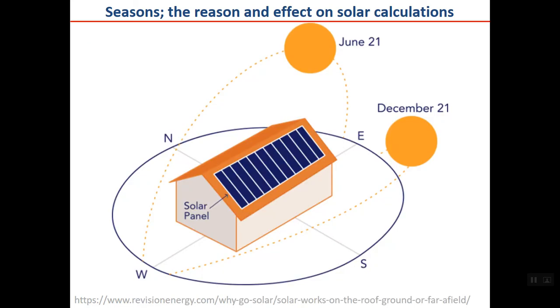Okay, so based on what you saw in the video, you understood that the apparent path of the sun in the sky for different times of the year is different. For example, you have the highest path on summer solstice, which is 20th or 21st of June, and the lowest path is on December 21st.